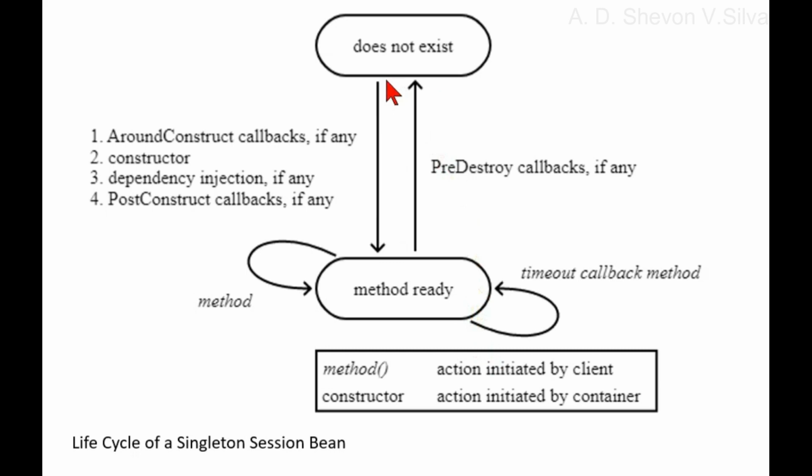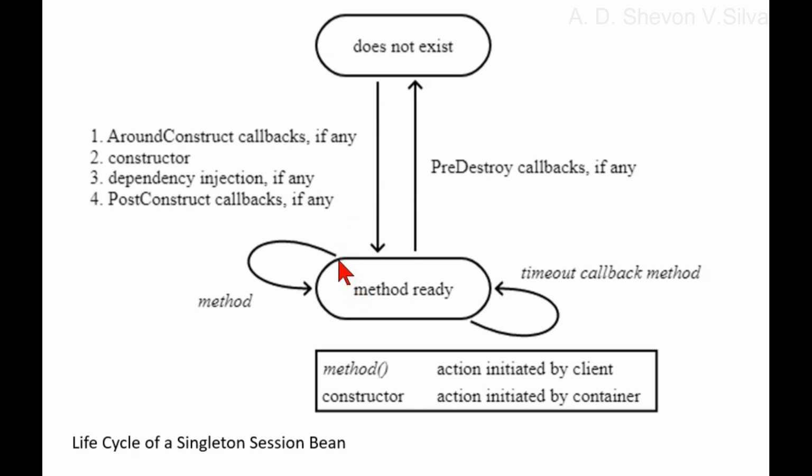Here you can see does not exist interacts with method ready. Does not exist is connected to method ready. Step 1, around construct callbacks, if any. 2, constructor. 3, dependency injection, if any. 4, post construct callbacks, if any.